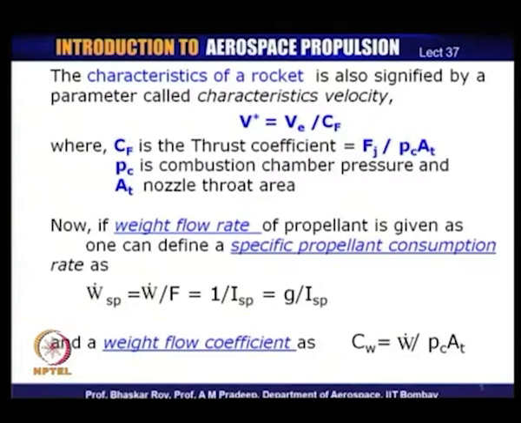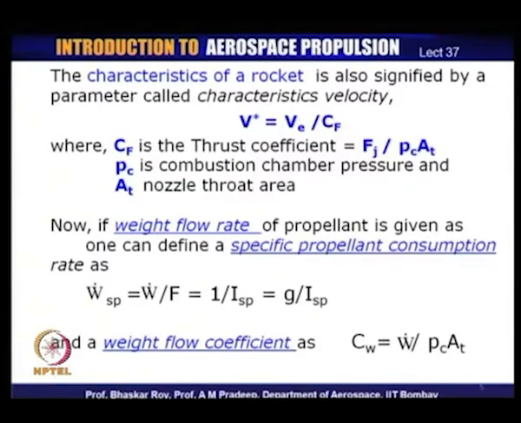So, the numerator is the thrust, and the denominator is the product of two terms, P_c and A_t. Now, P_c is the combustion chamber pressure, which is one of the primary parameters of rocket engine performance, and A_t is the nozzle throat area. This is now being considered as a primary parameter for nozzle operation and nozzle performance.